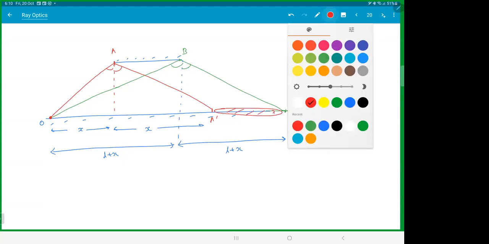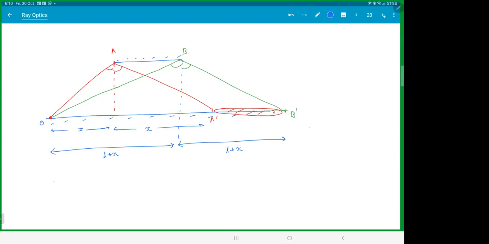So what is the length of the light spot? A dash B dash, which is nothing but OB dash minus OA dash, which is 2 times (L plus X) minus 2X, which is 2L. It is constant, independent of the distance, height, nothing. It doesn't matter. It is always 2L, whatever you do. Just don't rotate the mirror. You can move it front, back, up, down. Doesn't matter. The length is 2L.